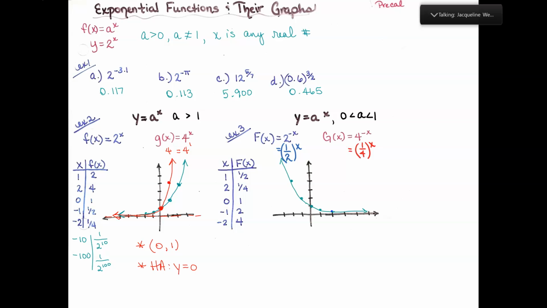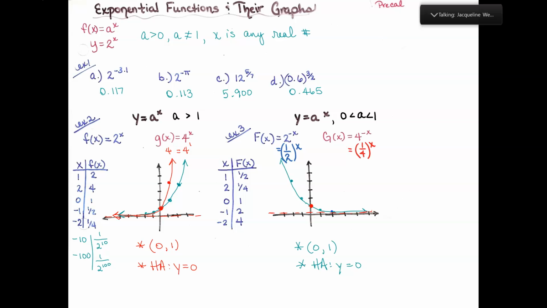So here are those points, and I can connect them, and you'll notice that we have the same two landmarks. We have a y-intercept at 1, and we have a horizontal asymptote at 0. So again, I'm going to be able to graph this with just 1 point. So let's look at this second one. Let's say that they want me to graph 4 to the negative x or 1/4 to the x. I'm going to graph that with 1 point.